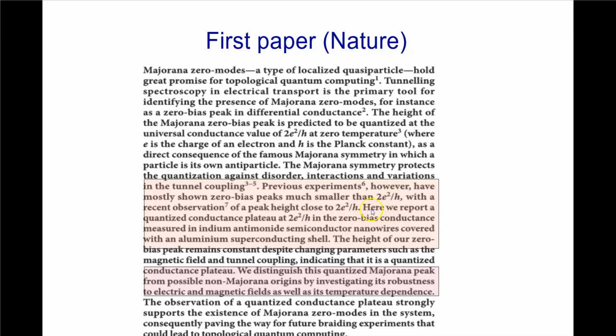But in any way, in the paper they report a quantized conductance plateau at zero bias. So it would be nice if this were consistent. I mean, it gives you a plateau. And they say that we distinguish these quantized Majorana peaks from possible non-Majorana origins by investigating its robustness to electric and magnetic fields, as well as temperature dependence. So that was the claim of the original paper. We're seeing this quantized Majorana conductance. We see the peaks where the theory tells us that it should be.